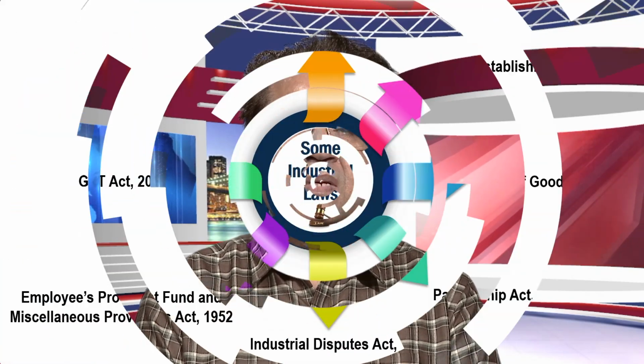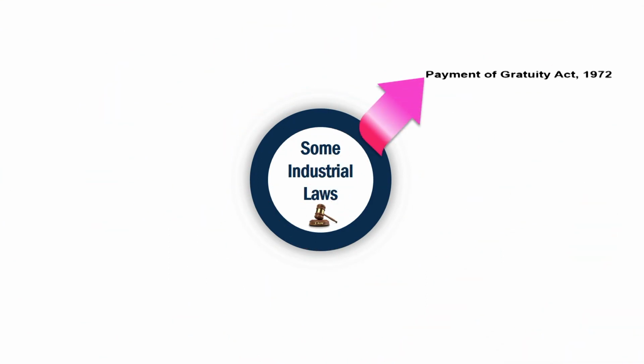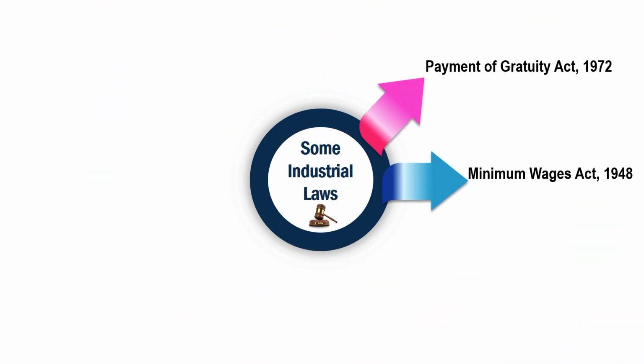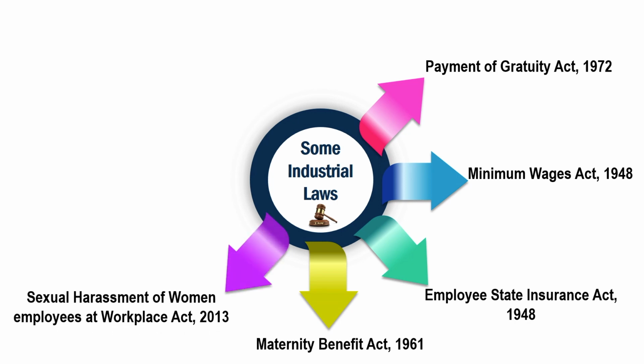like for example, the Workmen's Compensation Act 1923. These were enacted a long time back, but they keep on improving and updating these laws. Then we have the Payment of Gratuity Act 1972, Minimum Wages Act 1948, Employees State Insurance Act 1948, Maternity Benefit Act 1961, Sexual Harassment of Women Employees at Workplace Act 2013, the Bonus Act 1975 and the Trade Unions Act 1926. Okay. Let us discuss the Factories Act 1948.